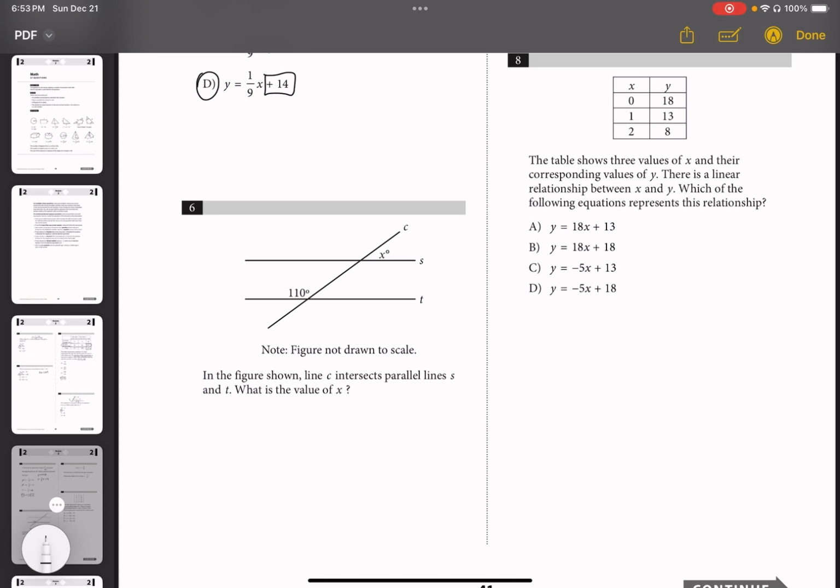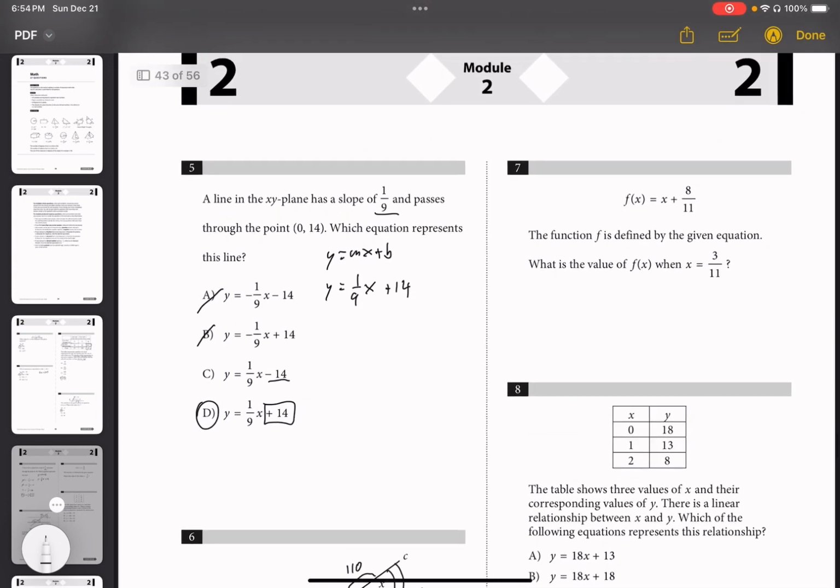Question 6, in the figure shown, line C intersects parallel lines S and T. What is the value of x? Okay, well, we need to know our angle rules for this, so we know that these angles are going to be the same, and we know that these angles are going to be the same. So to find this angle over here, x, we need to do 180 is equal to 110 plus x, since they are supplementary angles. So we have x is equal to 70. And that's going to be your answer for this question.